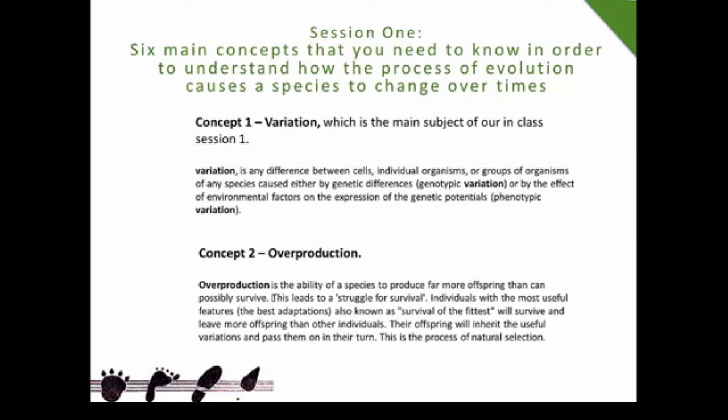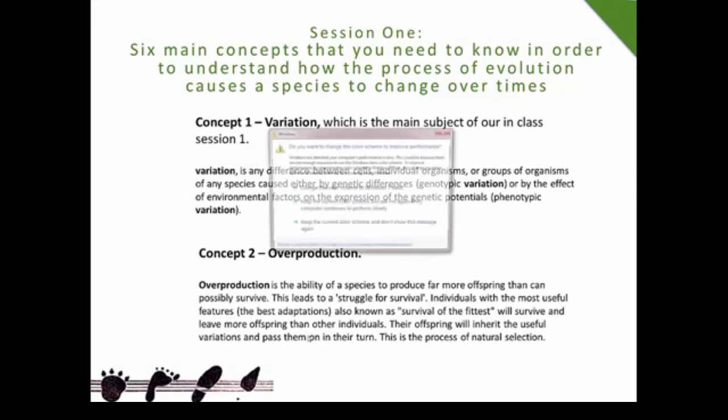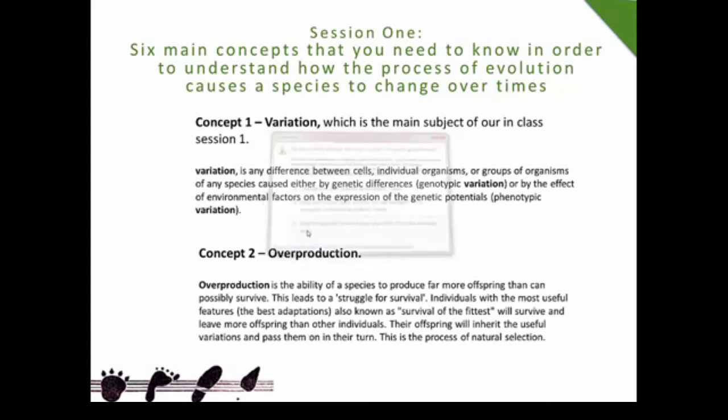Concept 2, overproduction. Overproduction is the ability of species to produce more offspring than can possibly survive. That leads to the struggle for survival and, downstream, to the generation of new species. This is the process of natural selection.